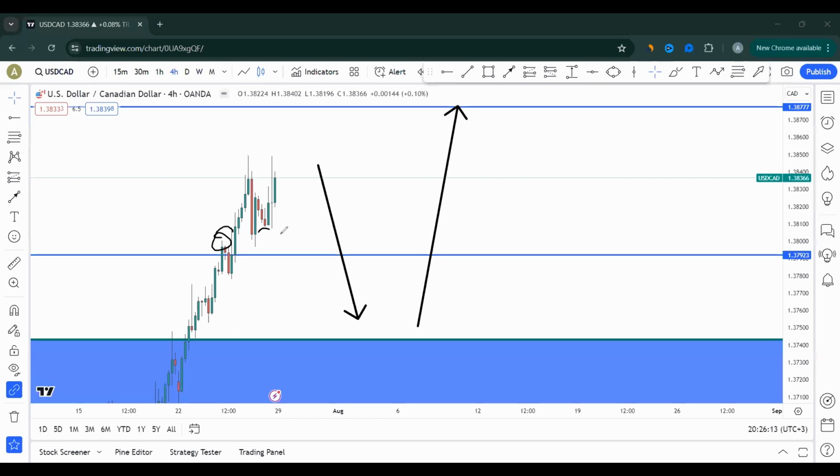Also, this area has been tested. Also, if you break above here, then maybe we create a higher line and break down. You can be targeting this level here.